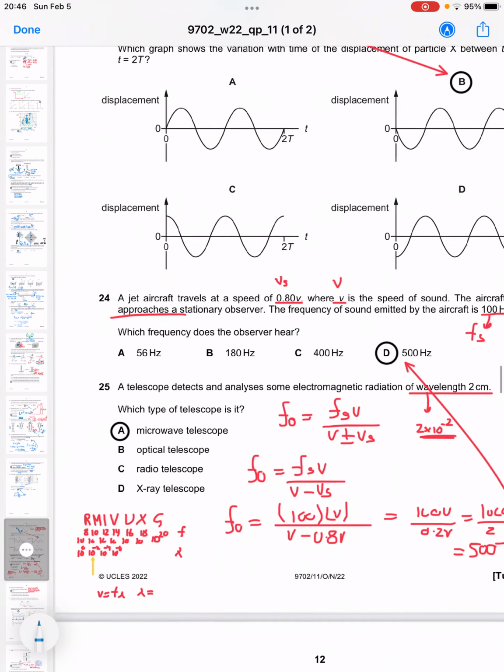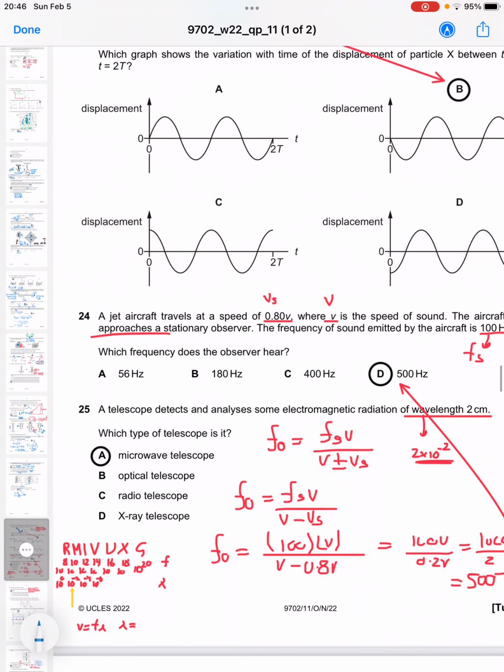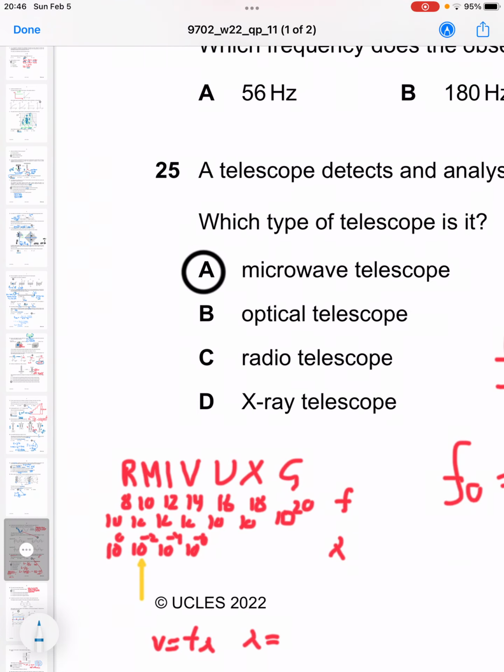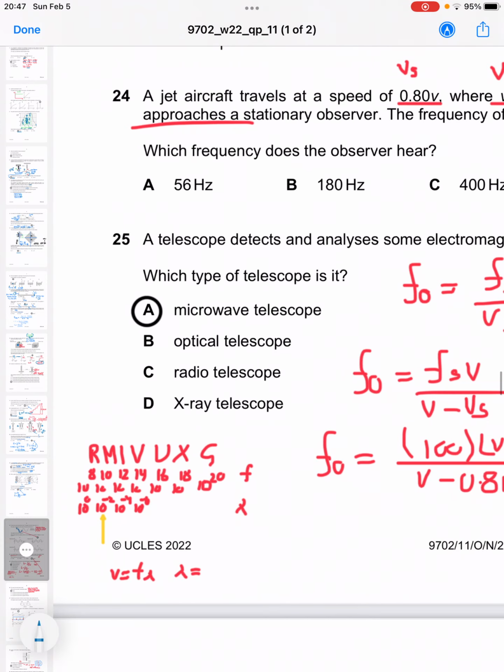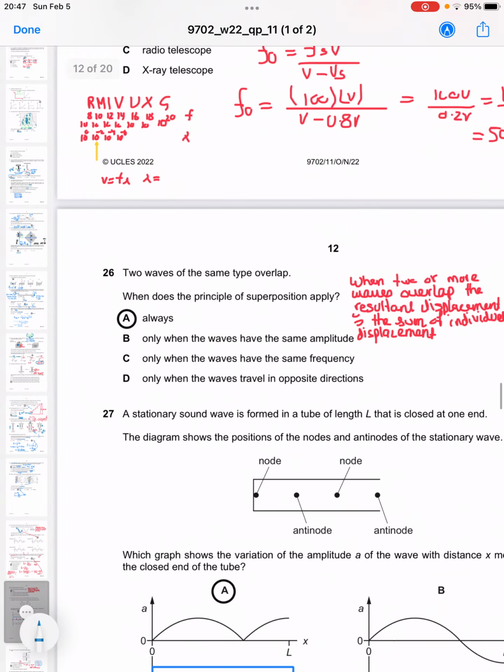Question number 25 is a recall question. It says that a telescope detects and analyzes some electromagnetic radiation of wavelength 2 centimeters, which is 2 times 10 to the power minus 2 meters. What type of telescope is it? We have to identify which region a wavelength of 10 to the power minus 2 meters is in. Considering the recall values, it's the microwave. So A, microwave telescope, is the appropriate answer.